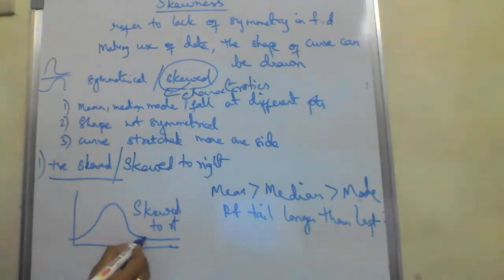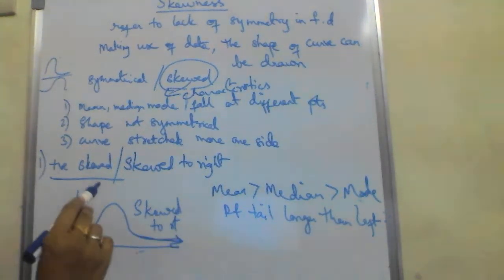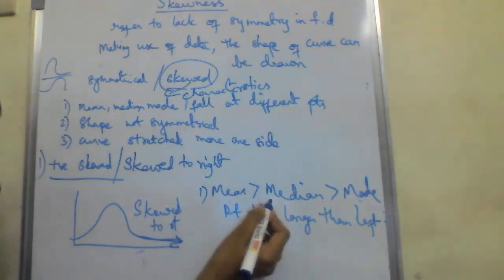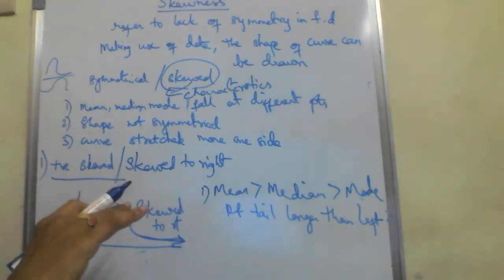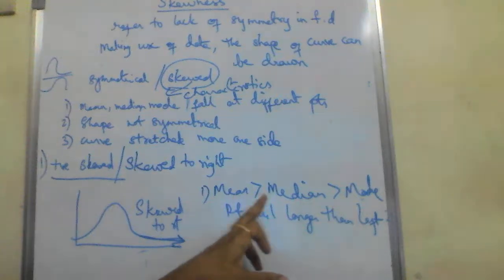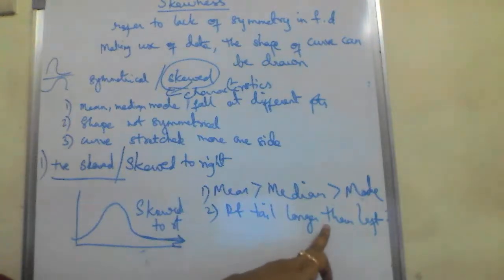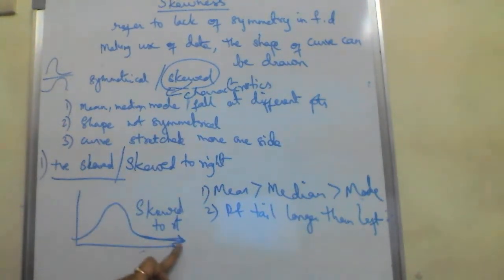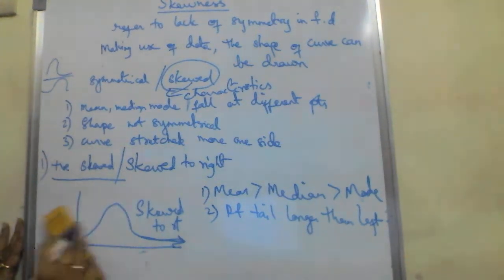If you see, the tail is tending more towards the right side. So this is skewed to right. And coming to the properties of this positively skewed, the first one is mean will be greater than median will be greater than mode. Here I told you mean, median, mode are all different in the skewed curves. And next property is the right tail is longer than left. So these are the properties of a positively skewed curve.